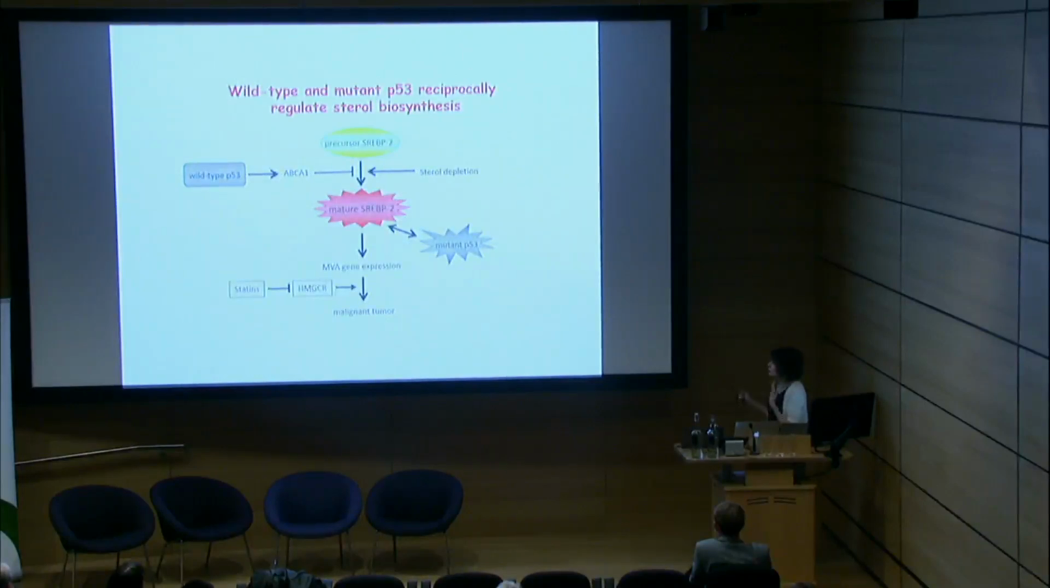So this just basically summarizes what we believe. We believe there's an important connection between p53 and this mevalonic acid pathway. Mutant p53, as I've showed, can somehow stimulate it. We don't fully understand how it can. At the same time, wild-type p53 represses it, we believe, at least one way through activation of ABCA1. And in either case, deregulation of this pathway is correlated with tumor formation.